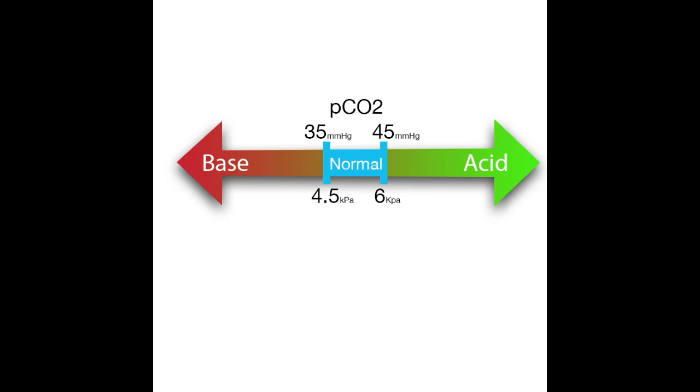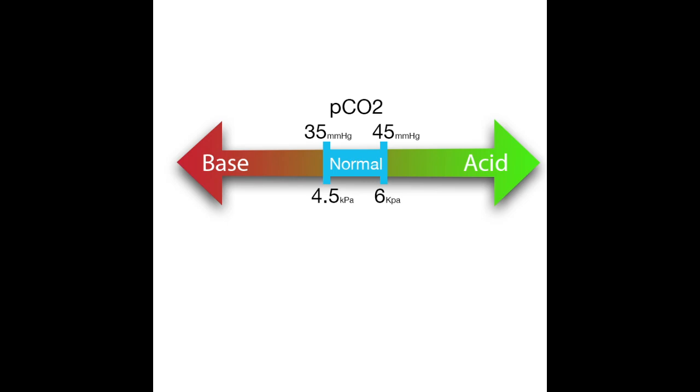Now you may be wondering what effect carbon dioxide has on pH. Well, carbon dioxide dissolves in blood and forms carbonic acid, so increasing the amount of CO2 in your blood makes the blood more acidic. Conversely, if you lose or expel too much CO2, carbonic acid is broken down and the blood becomes more alkali.